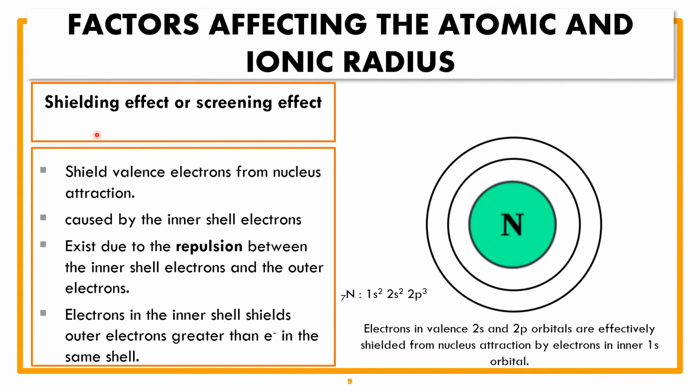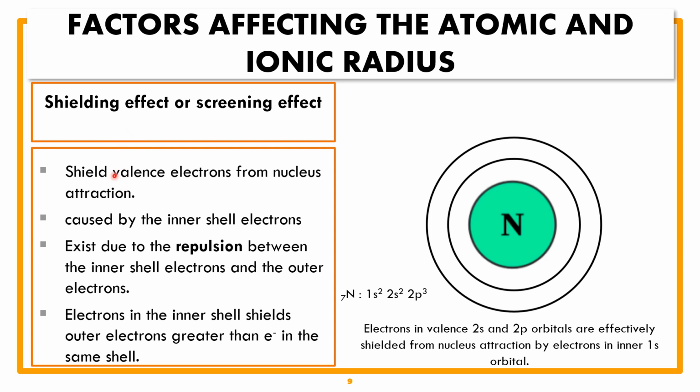The second factor is the shielding effect or screening effect, kuasa perisai ataupun kuasa pelindung. The shielding effect will shield valence electrons from nucleus attraction. So kalau dalam ZEV tadi, ZEV adalah berkenaan tentang attraction forces between the nucleus and valence electron. Tapi dalam shielding effect, it is all about melindungi valence electron from nucleus attraction, melindungi valence electron daripada tarikan nucleus.